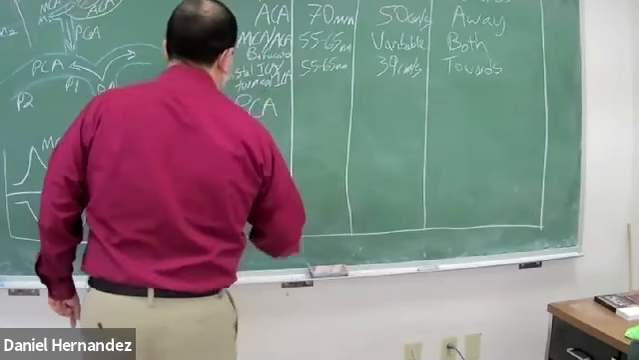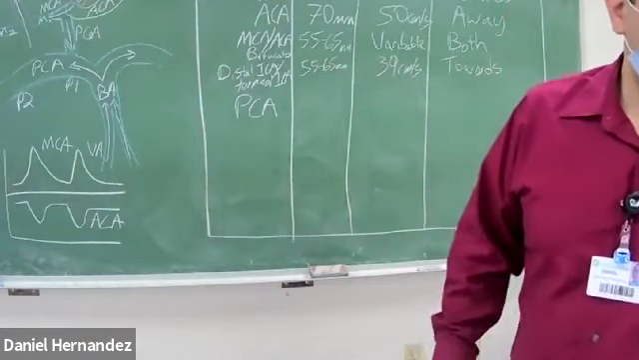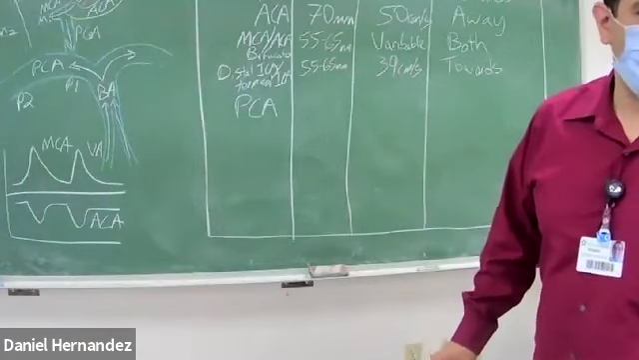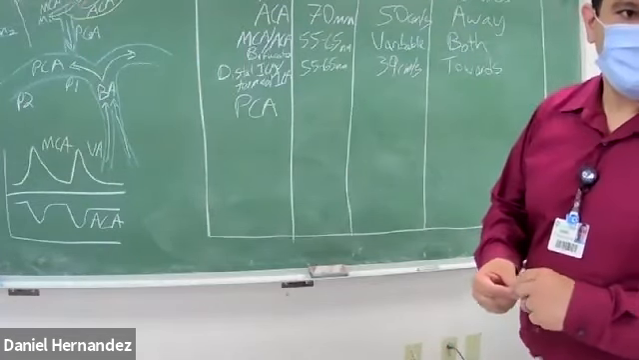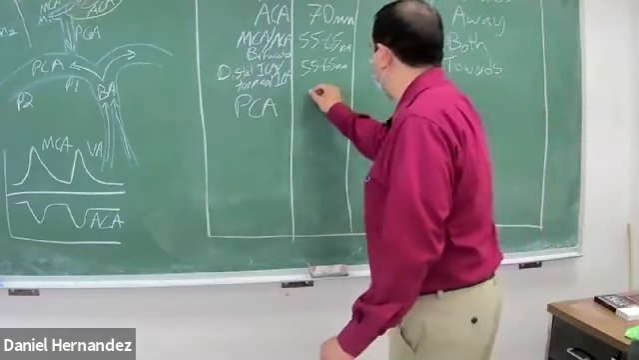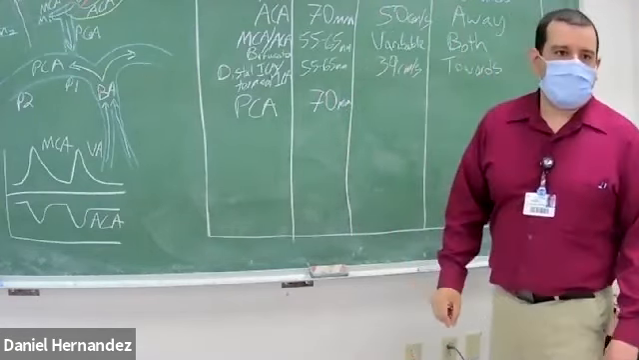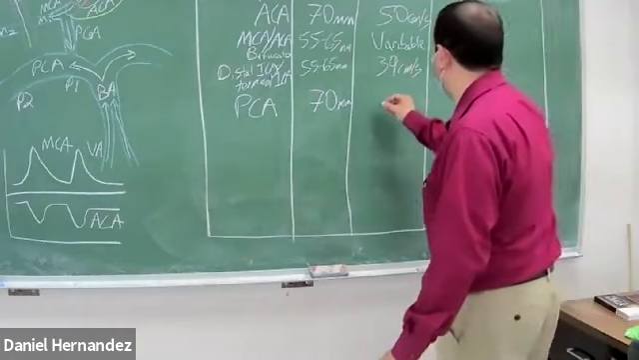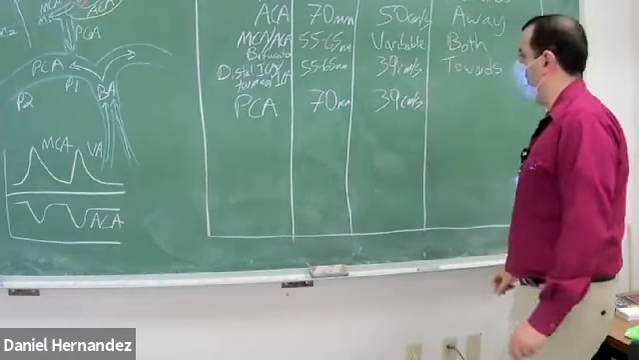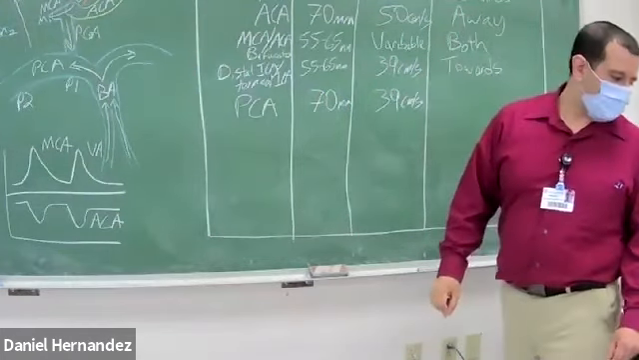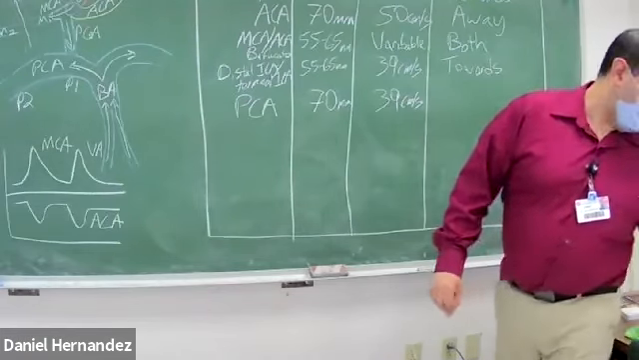We also have our posterior cerebral artery. So this has a reference depth of 70 millimeters. It's going to have a mean flow velocity of also 39 centimeters per second. And this is also going to be towards us.